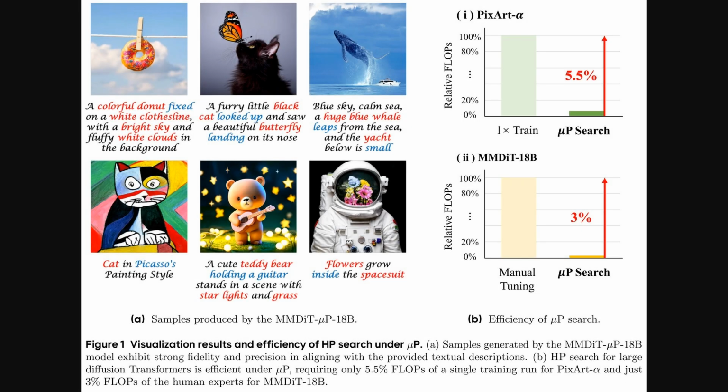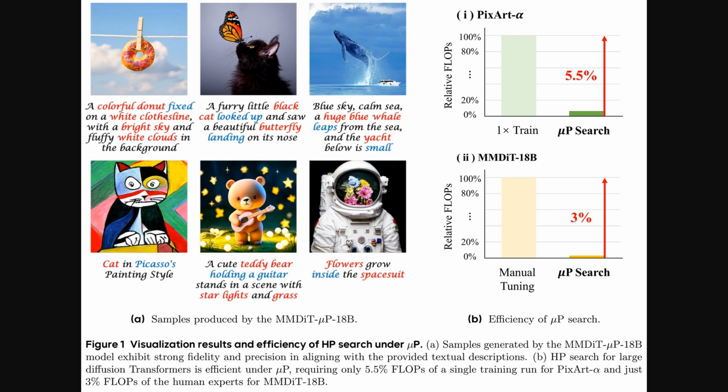And speaking of results, figure 1 here gives us a great visual. On the left, we see some really cool image samples produced by the DiT-µP model. These images, like a furry little black cat or flowers growing inside a spacesuit, show strong fidelity and precision, really matching the text prompts well.